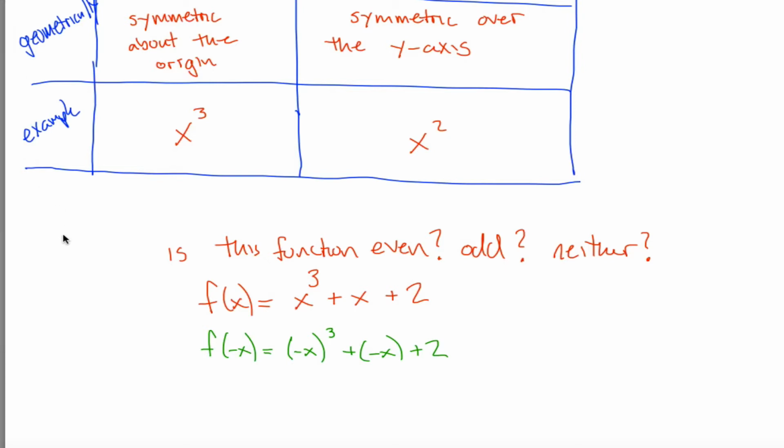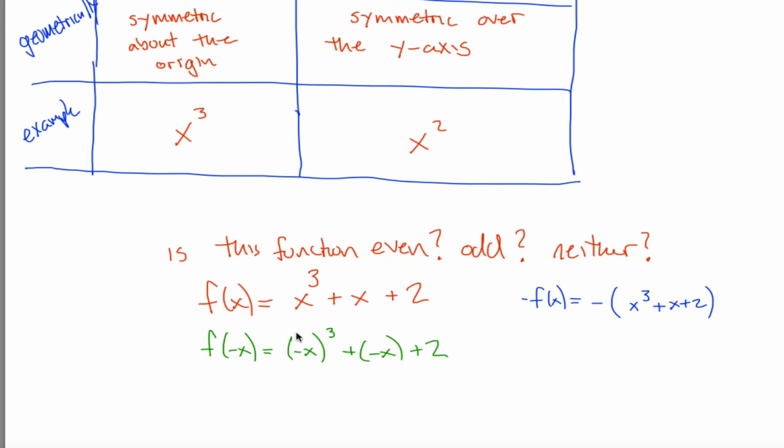So maybe for reference over here, I'll say the negative of f of x would just be the negative of this thing that I just wrote, x cubed plus x plus 2. So when I'm determining whether this function is even or odd, what I do is I first figure out f of negative x. And then I ask myself the question, is this thing in green the same as the thing in red? And if the answer is yes, then my function is even. If the answer is no, then my function is not even.